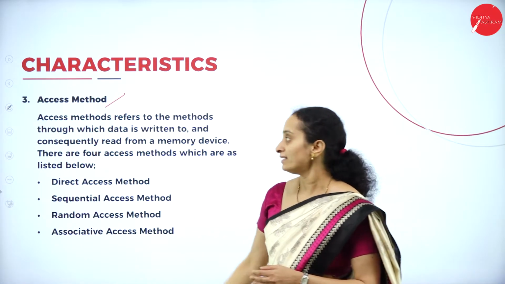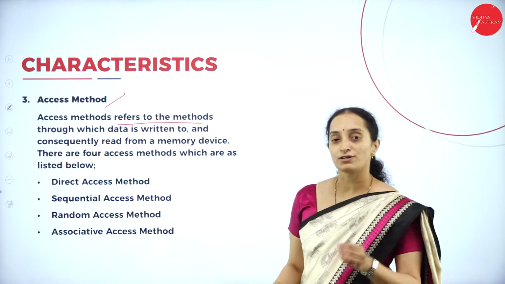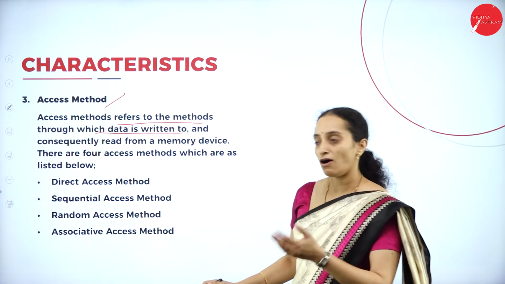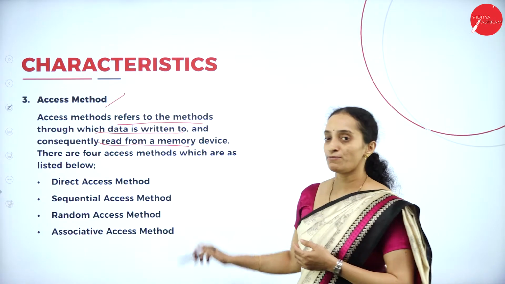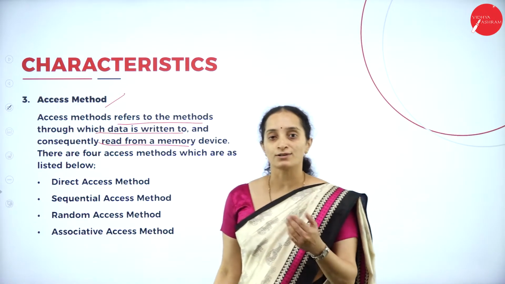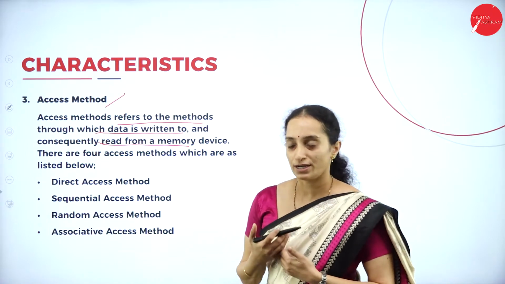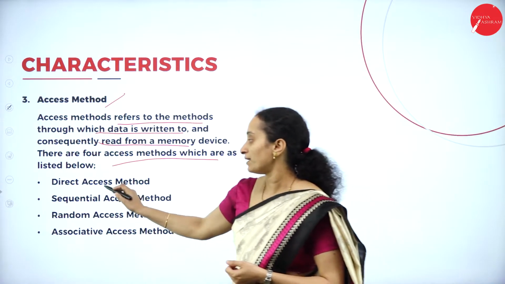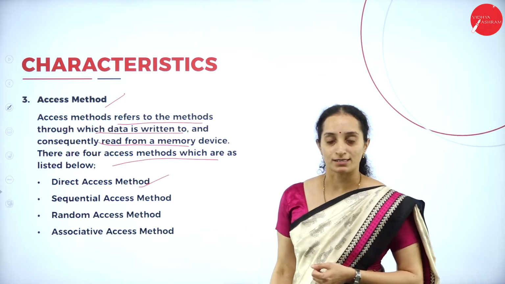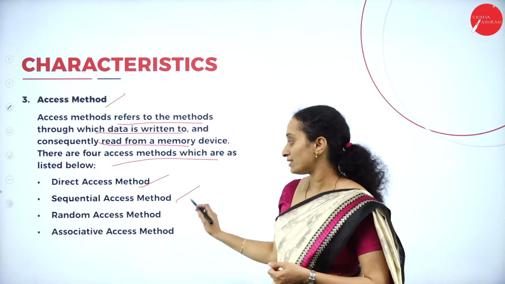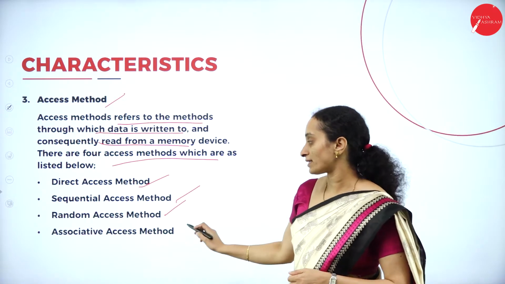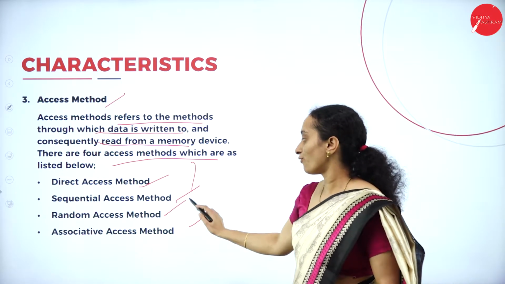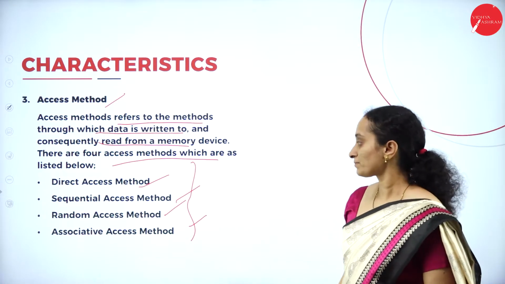As I already said, the access method refers to the method by which the data is written to or read from a memory device. You are going to write it into the memory or you are reading from the memory. There are 4 access methods which you already know, isn't it? Like direct access, sequential access, random access and associative access method. So we have 4 methods in that.